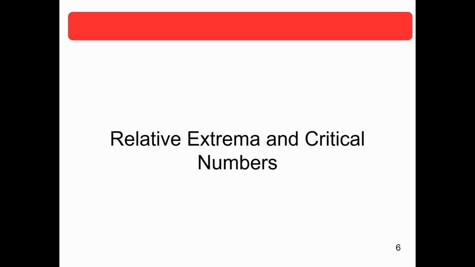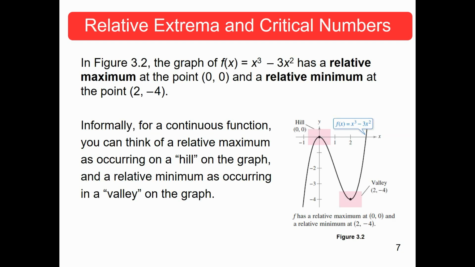All right, in this video, we're looking at relative extrema and critical numbers. So in this figure 3.2, you can see that the graph of x cubed minus 3x squared has what's called a relative maximum at the point (0, 0), and a relative minimum at the point (2, -4). So informally, for a continuous function, we're really thinking of relative maxima occurring at a hill or a peak of a graph, and a relative minimum is occurring at a valley of the graph.